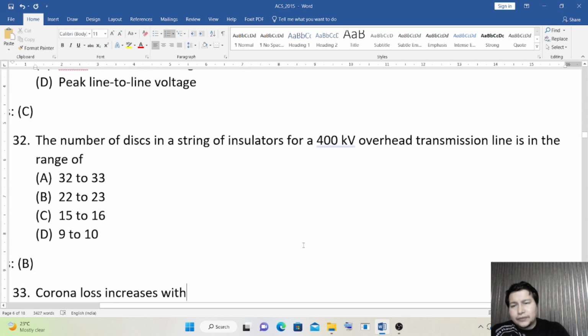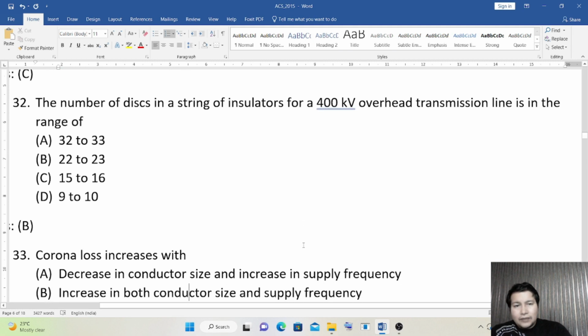Question 32. The number of discs in a string of insulators for a 400 kV overhead transmission line is in the range of 32 to 33, 22 to 23, 15 to 16, 9 to 10. The 400 kV is the line voltage. If so, we have to calculate the phase voltage, and dividing the phase voltage by 11 gives the answer. So this kind of question comes.